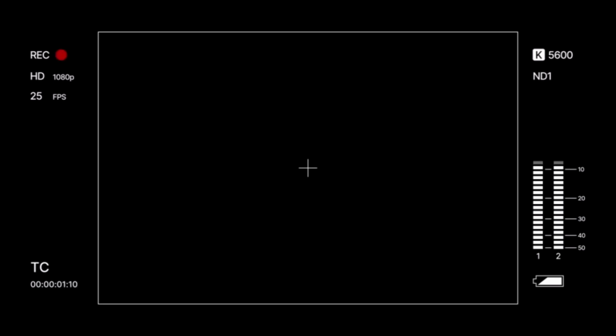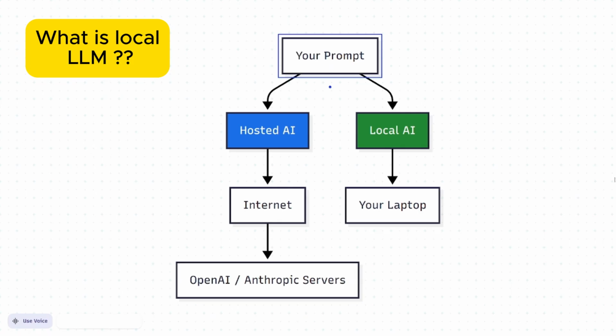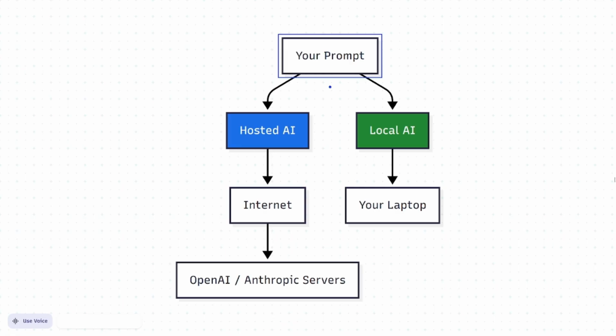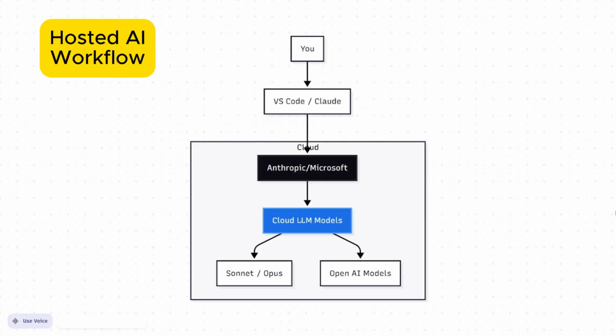So let's begin. Now, before we install anything, we need to understand what is actually happening, because most people are confused between ChatGPT, Claude, Llama, Ollama, Visual Studio Code AI extensions, and local AI runtimes. So let's simplify everything. There are two things. A hosted AI model like ChatGPT or Claude runs on somebody else's server. Your prompt goes through the internet, hits OpenAI or Anthropic servers, and then the AI generates the response and sends it back to you. That is a hosted AI model.